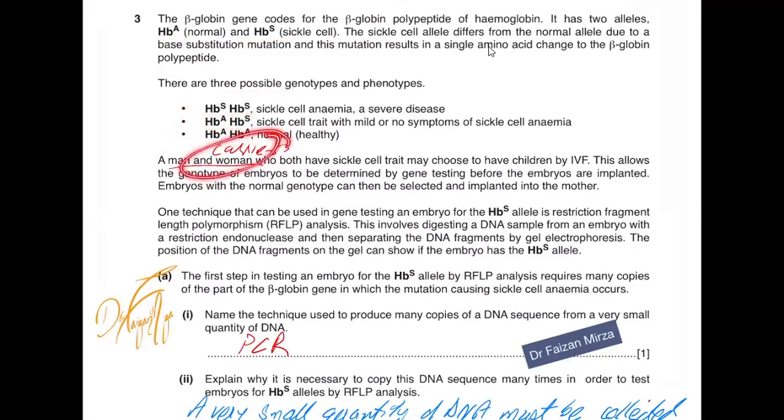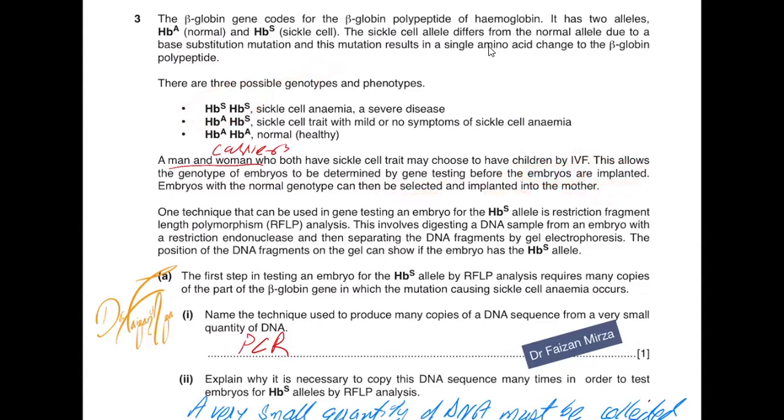Men and women who are carriers can choose to have children by IVF. The genotype of embryos can be determined by gene testing before the embryos are implanted. So this removes the idea that, for example, if their baby was having HbS, they would have to go for prenatal testing by amniocentesis or chorionic villus sampling, and then go for abortion. This removes that idea because the embryo is being checked before implantation. So only healthy embryos will be implanted. Embryos with the normal genotype can then be selected and implanted into the mother.